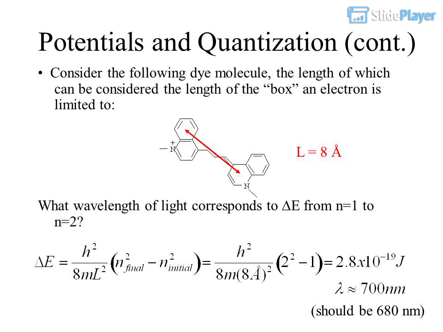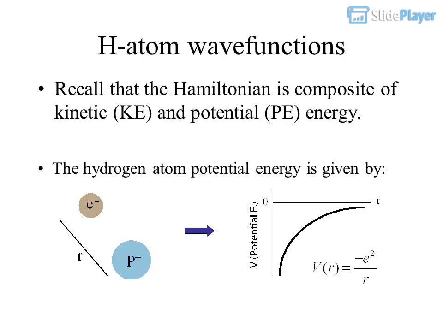Consider the following dye molecule, the length of which can be considered the length of the box an electron is limited to. L equals 8 angstroms. What wavelength of light corresponds to the transition from n equals 1 to n equals 2? It should be 680 nanometers.